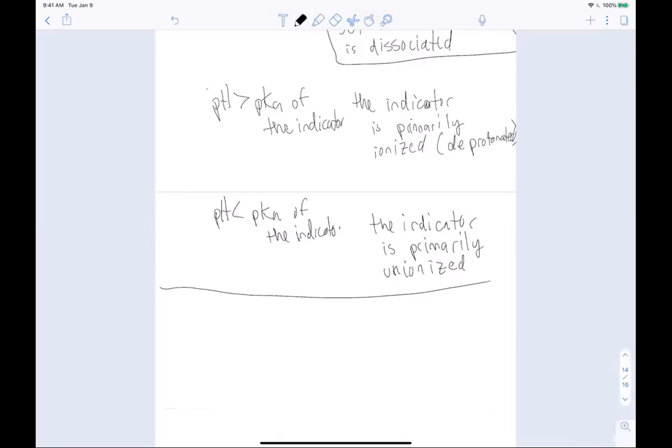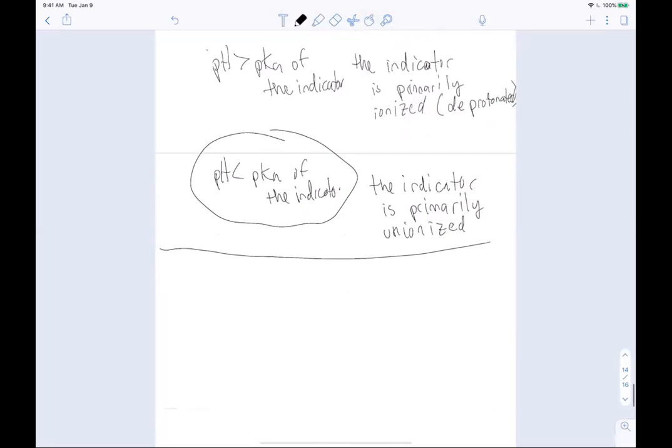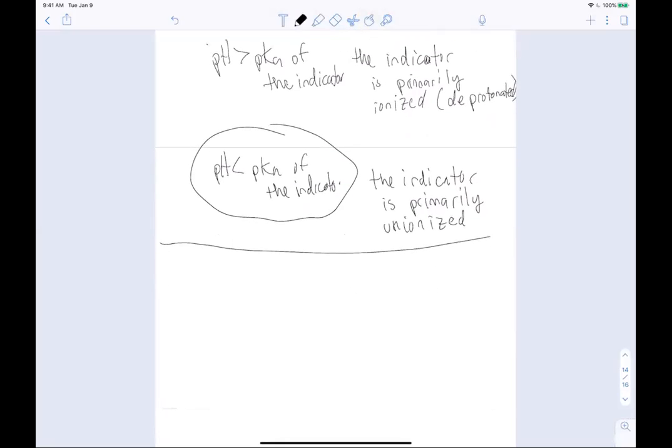So for any molecule, the utility of this sort of thinking, pH and pKa, is that this isn't just true of indicators, it's true of any molecule. So for example, let's say you're looking at acetic acid. What's the pKa of acetic acid? I think the Ka is 1.8 times 10 to the negative fifth?